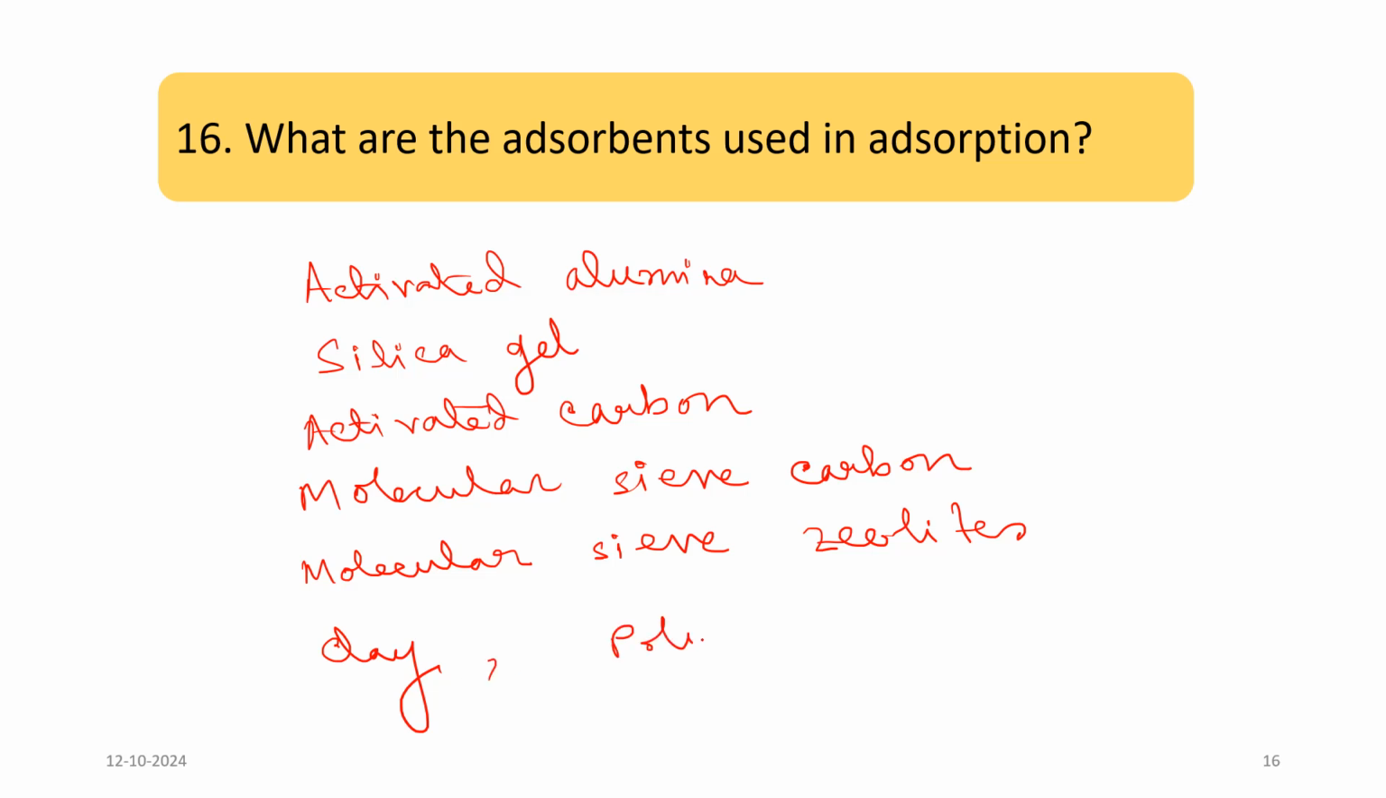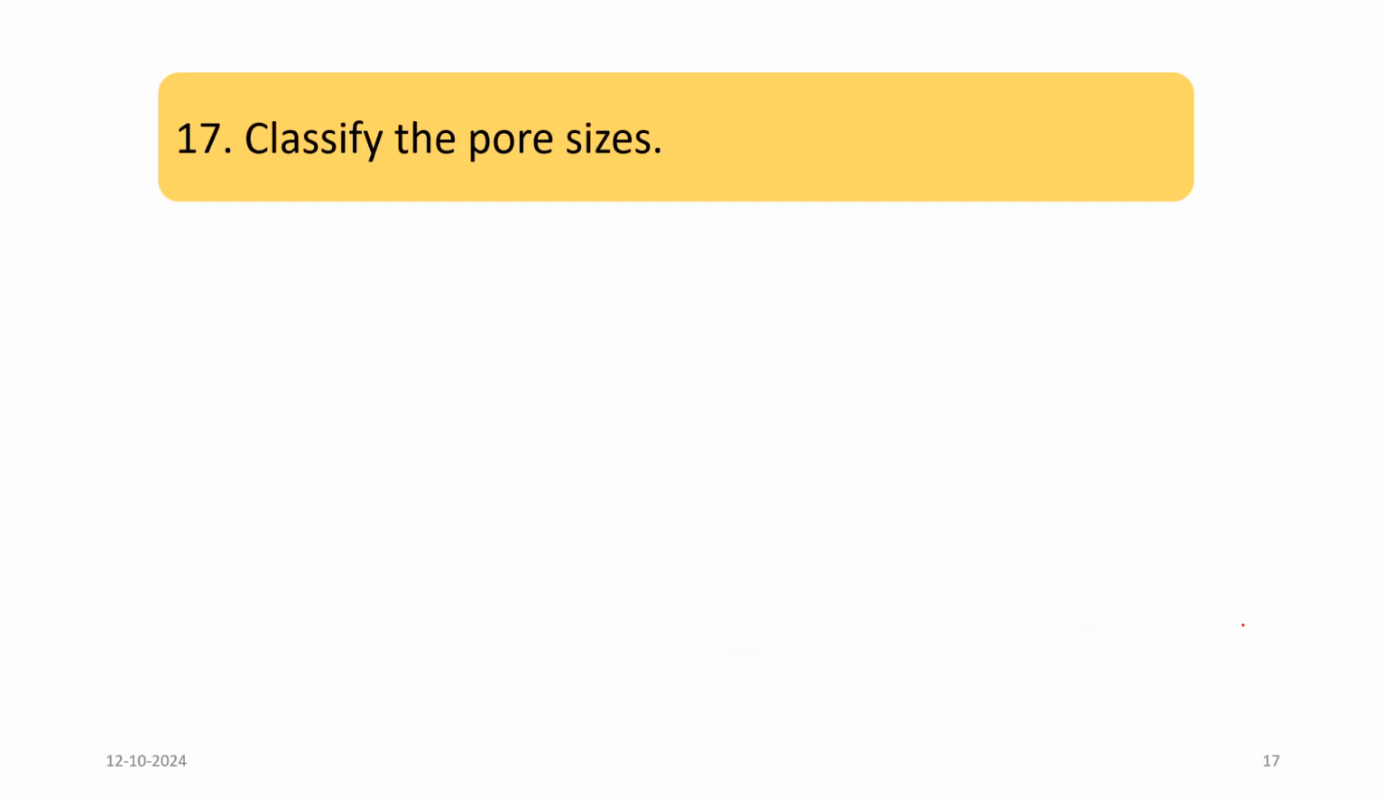Classify the pore size. We have said that for adsorption, the solid surface has to be porous. So, depending on the pore sizes, there are three types of pores. First one is the macropores. From the name itself, you can understand that here the diameter is above 50 nanometer range.